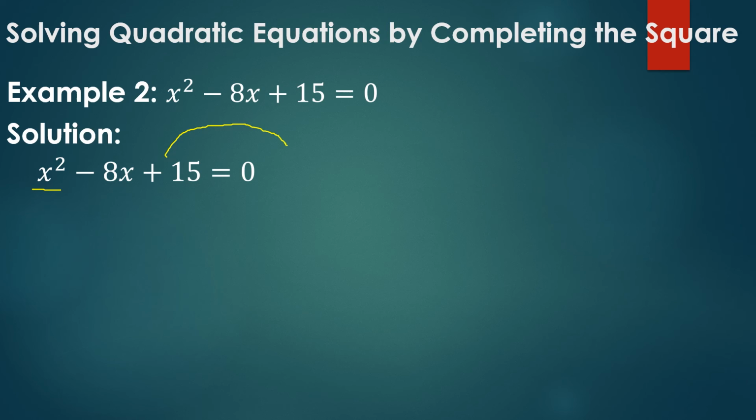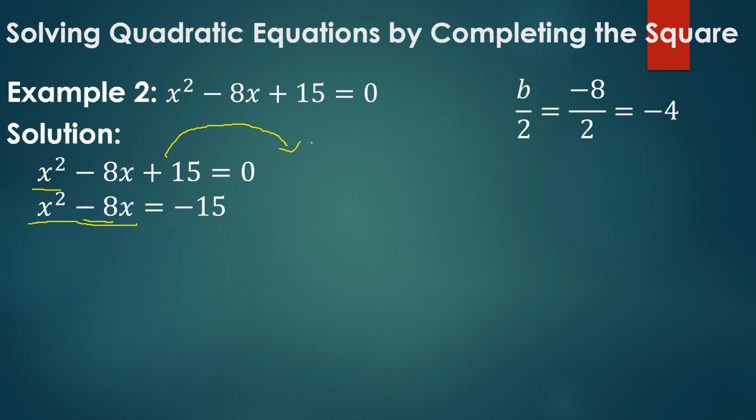Meaning, we have to transpose positive 15 to the other side of the equation. So we have x squared minus 8x is equal to negative 15. After that, we are going to complete the square of this expression, x squared minus 8x, by getting the half of the coefficient b and then square it. So we have b over 2 is equal to, what is your b? That is negative 8. Divided by 2, we have negative 4. And then we are going to square negative 4. That is, negative 4 quantity square will give us positive 16.